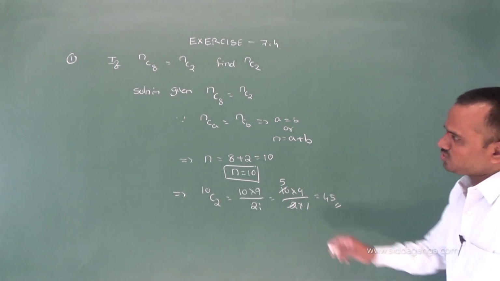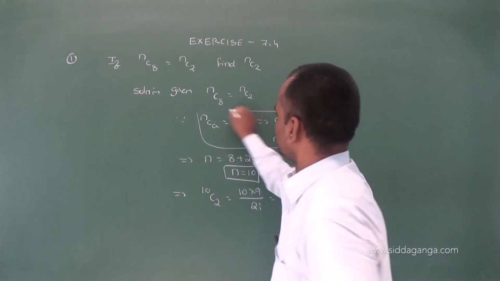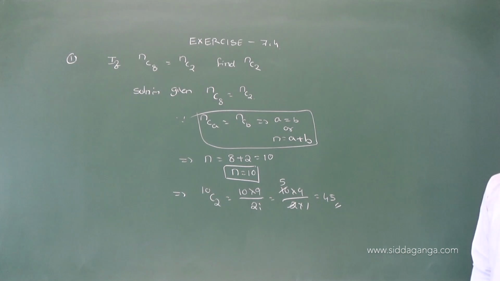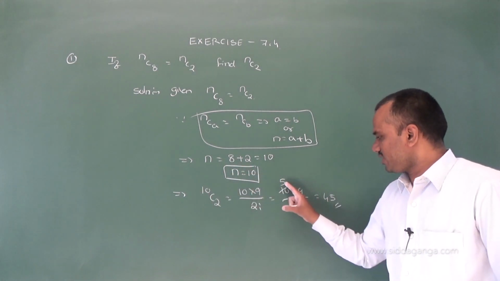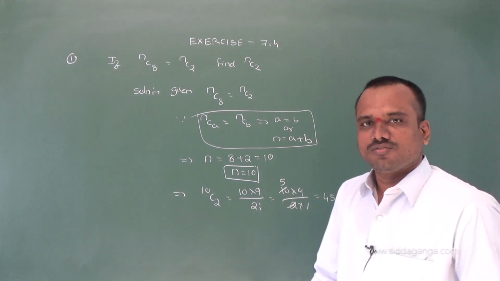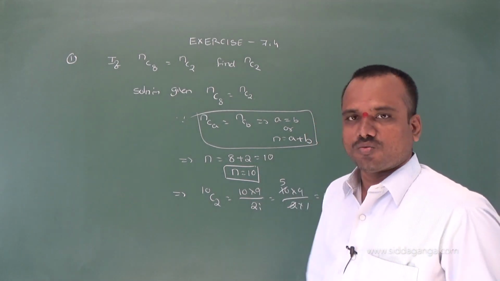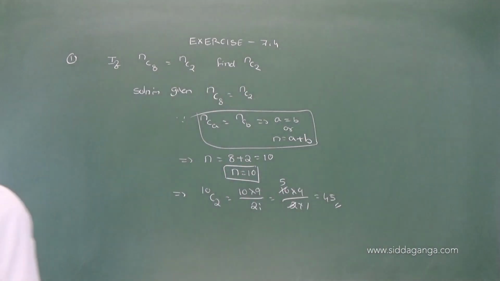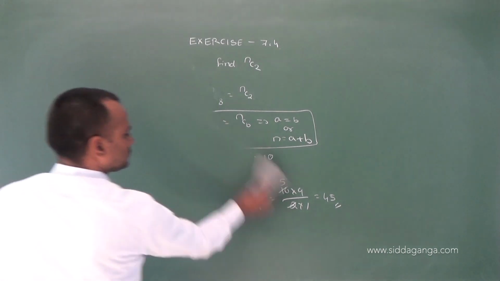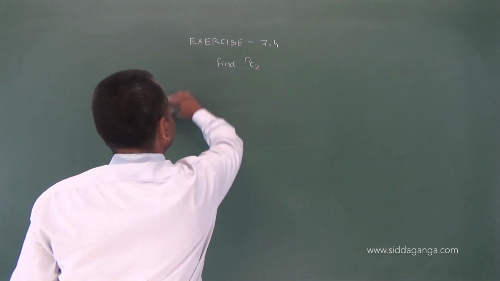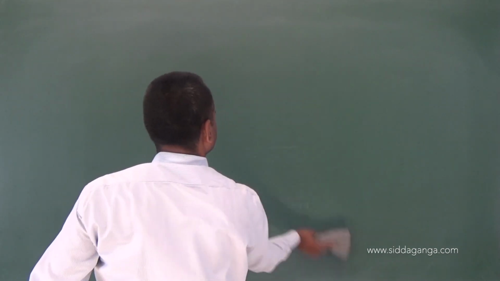Observe this problem. I use this result to find NC2. So 10C2, 10 into 9 divided by 2, answer is 45. First question is over. Next question.